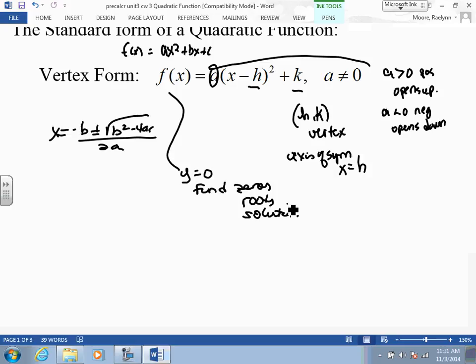Find the zeros, the roots, the solutions. They're all called the same. They're interchangeable. Did you do this in Algebra 2 at all? Use this format to find your roots? It's so much easier. I'll show you when we get to it.